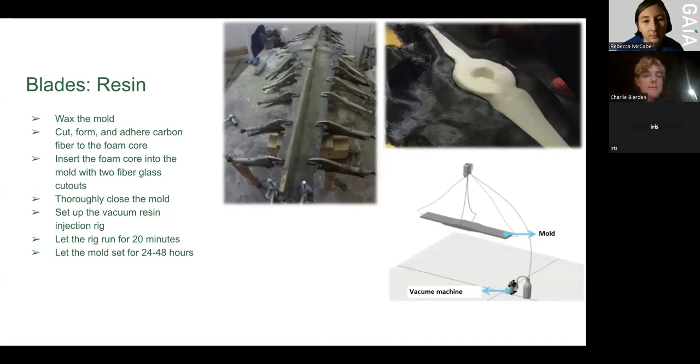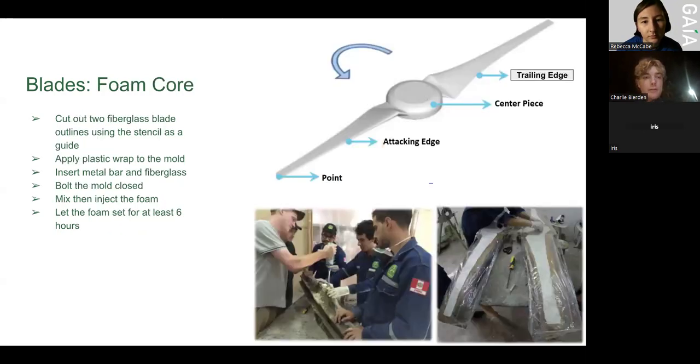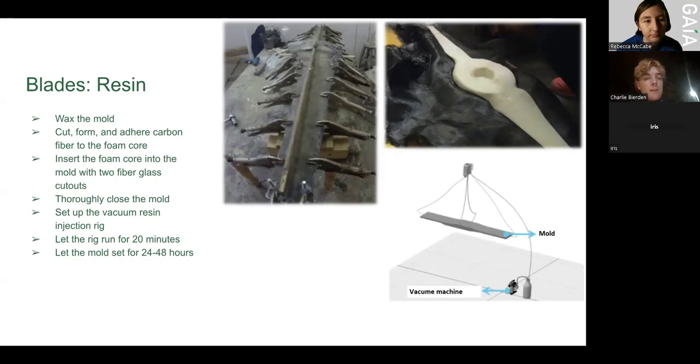manufacturing process, you wax the mold, cut, form and adhere the carbon fiber to the foam core created here. Insert the foam core into the mold with two fiberglass cutouts. Close the mold. Set up the vacuum resin injection rig, which is kind of a typical injection molding technique where you extract all the air. And then let the rig run for 20 minutes and then let the mold set for 24 to 40 hours, as you read here. So this is kind of a two-step process to create the blades.